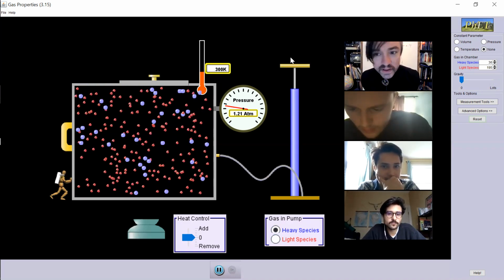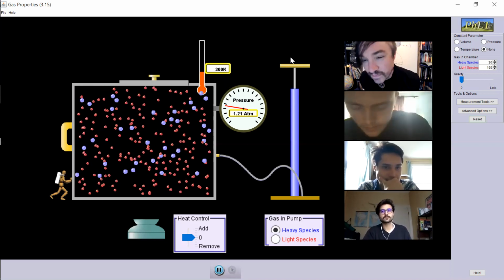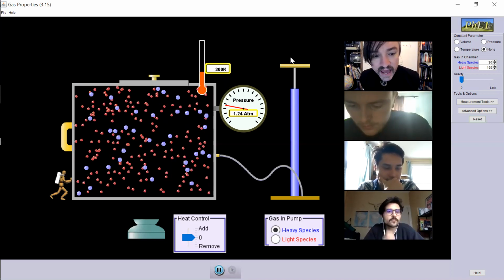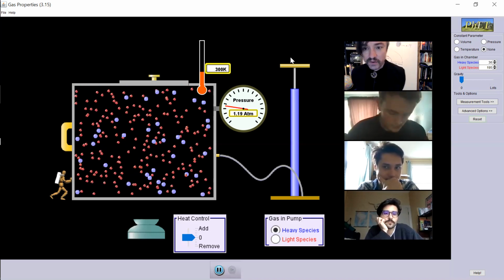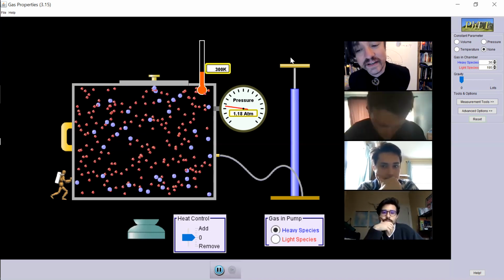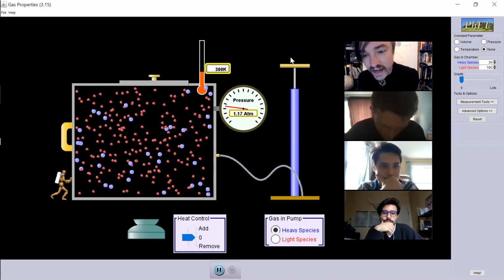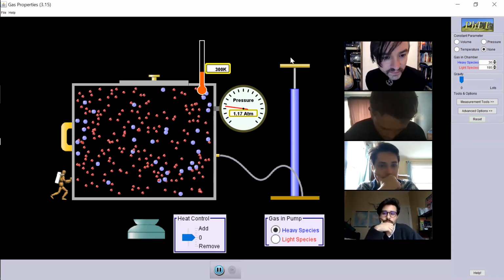Because the hydrogens are a little bit less massive than helium, actually 4 times less massive, they will have faster average velocities than the helium at the same temperature. Remember that temperature measures kinetic energy, not exactly velocities. And kinetic energy is 1/2 mv squared.